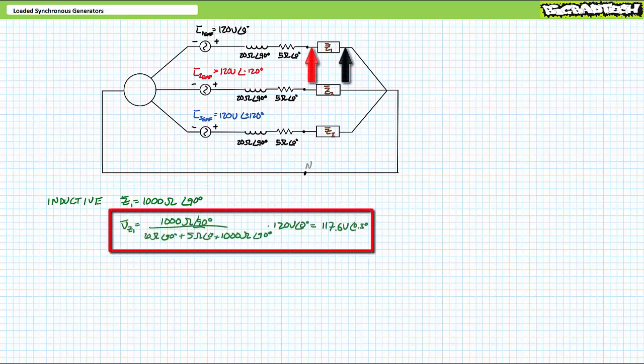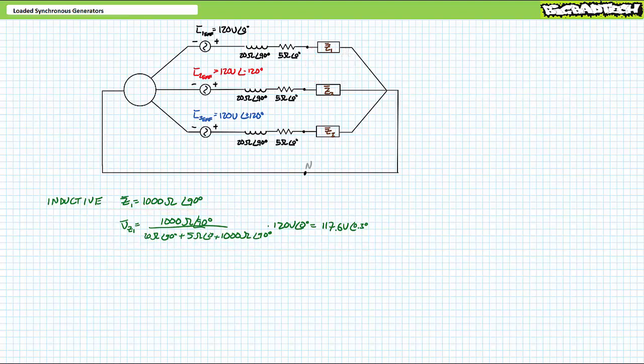As previously, let's jump right to the answer with a quick application of the AC voltage divider rule. An application of the AC voltage divider rule demonstrates the purely inductive electrical load experiences a reduced output voltage of 117.6 volts at an angle of 0.3 degrees. Notice the drop for the inductive load is a little bit more pronounced than it was for the resistive load, even with a similar magnitude.